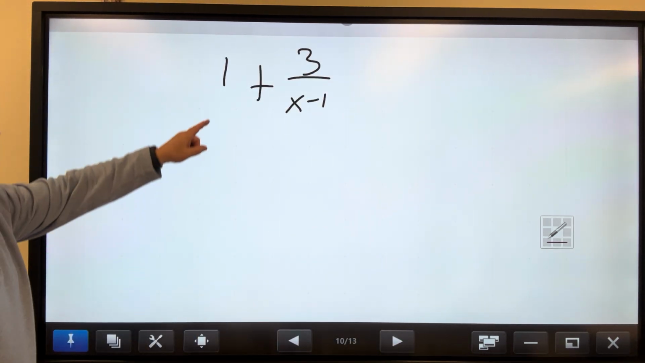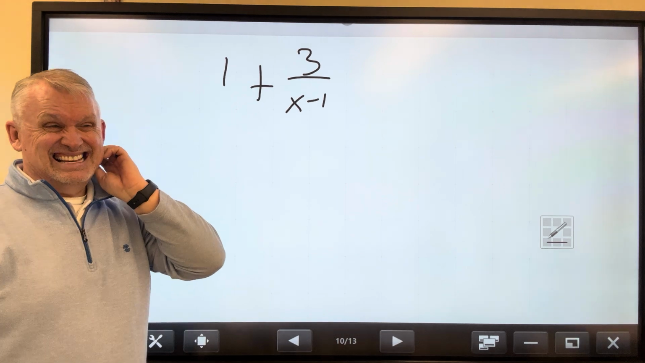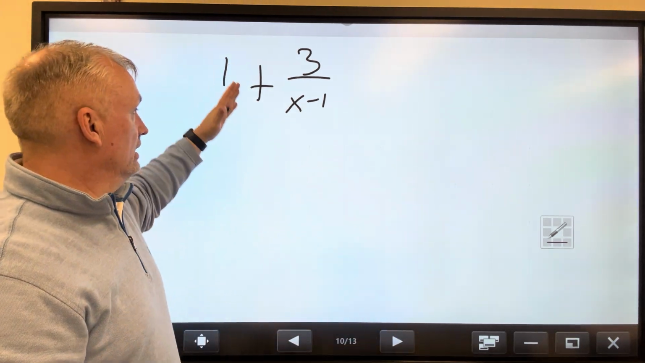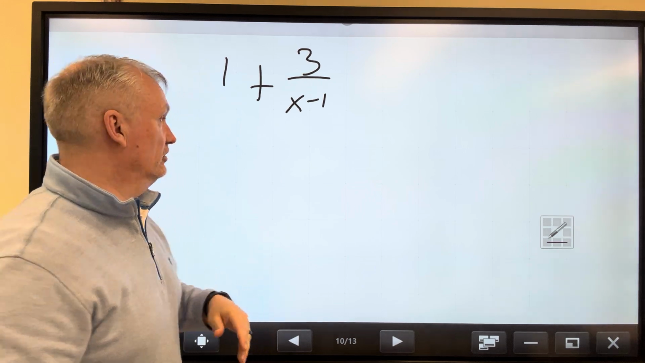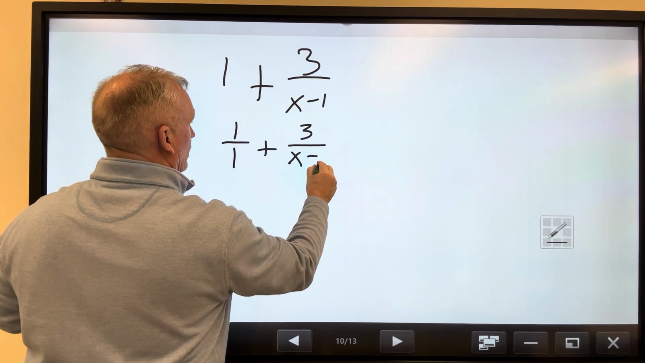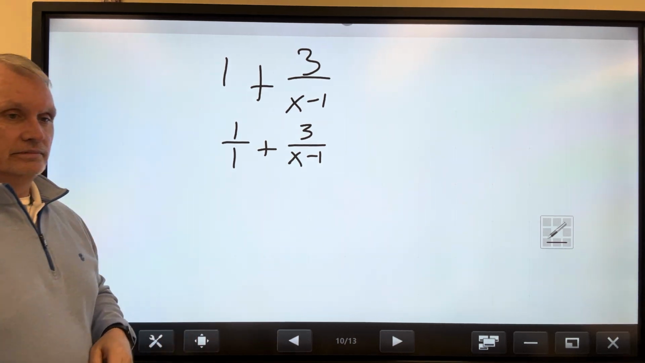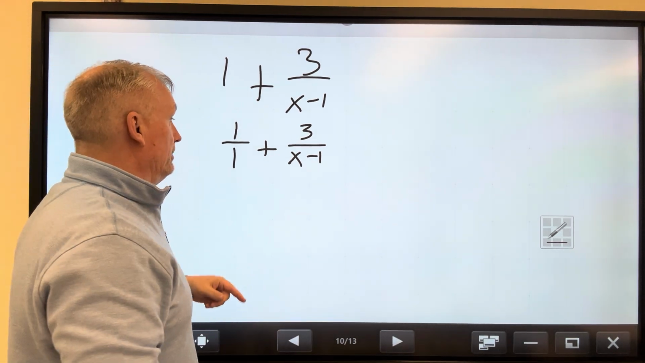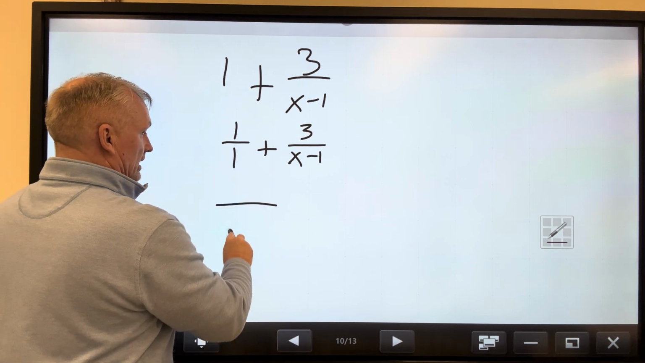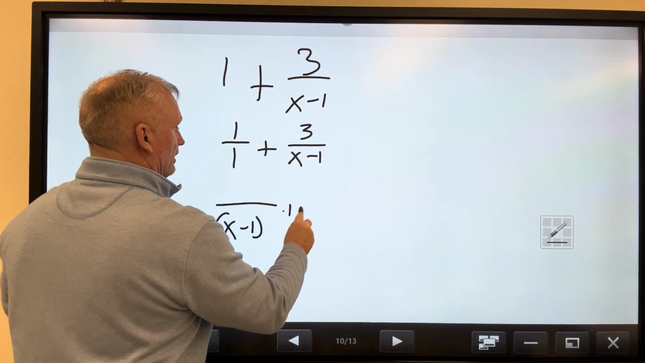Next, well, look at this, I got a 1. I would change any number to a fraction. So this is 1 over 1 plus 3 over x minus 1. I've got to find a common denominator. Well, my common denominator is x minus 1.